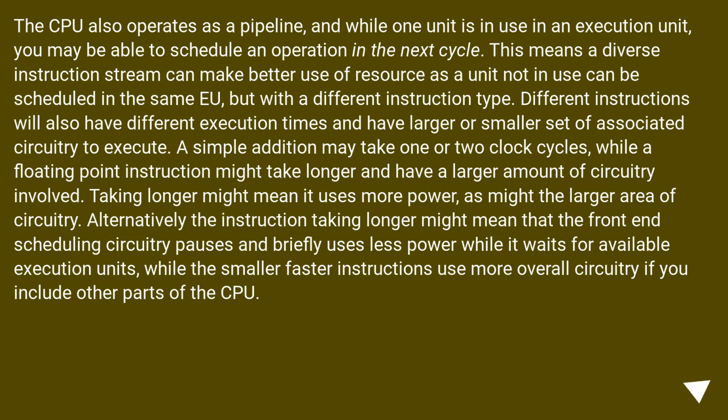A simple addition may take 1 or 2 clock cycles, while a floating point instruction might take longer and have a larger amount of circuitry involved. Taking longer might mean it uses more power, as might the larger area of circuitry. Alternatively, the instruction taking longer might mean that the front-end scheduling circuitry pauses and briefly uses less power while it waits for available execution units, while the smaller, faster instructions use more overall circuitry if you include other parts of the CPU.